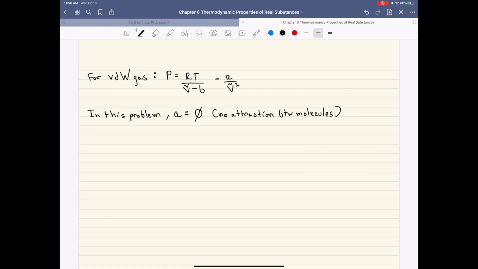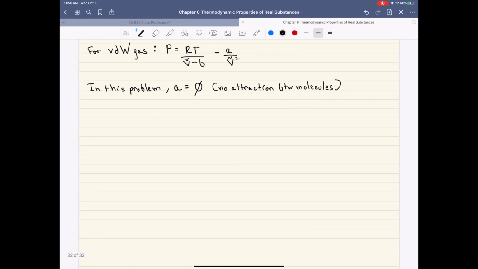You could think of it as if we just flipped a switch, and in this problem, we just turned off attractions between molecules. Okay? It's not the most physical thing, right? This is kind of like thinking about an ideal gas, where the molecules don't interact with one another. But we're doing it this way because it's going to make the algebra a little bit easier, and will demonstrate more clearly how you go through the math of this problem, without making it too difficult for the first time through.